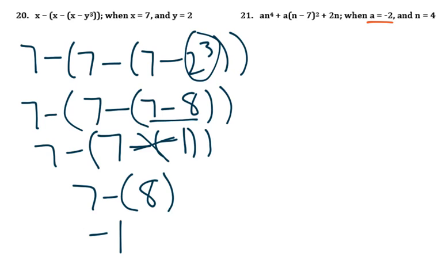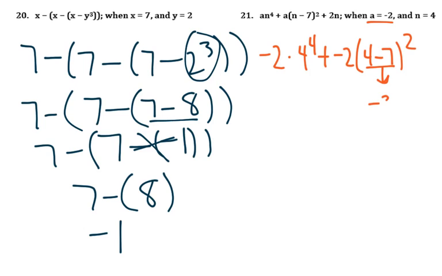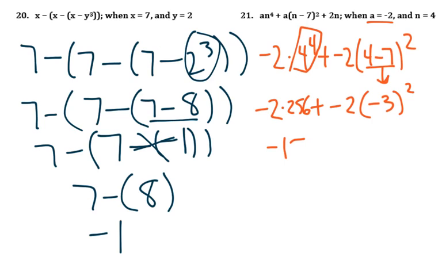And the last one, a is negative 2. So negative 2 times 4 to the 4th plus negative 2 times 4 minus 7 squared. So deal with parentheses. That would become negative 3 squared plus, I can also deal with that as well because they're kind of separated. So 4 to the 4th would be 4 times 4 times 4 times 4. It's actually 256. Okay. Now negative 2 times 256 would give me negative 512.